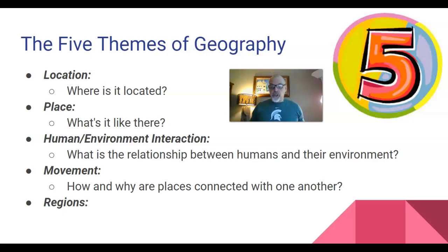East Lansing. You can describe East Lansing as far as its location and its actual absolute location, which is latitude and longitude. So for those of you that are wondering, I know that's a lot of you, East Lansing is 42.7 degrees north latitude and 84.5 degrees west longitude. So you can say that's the location of East Lansing.